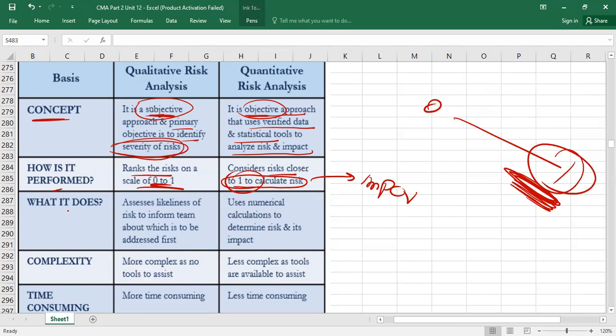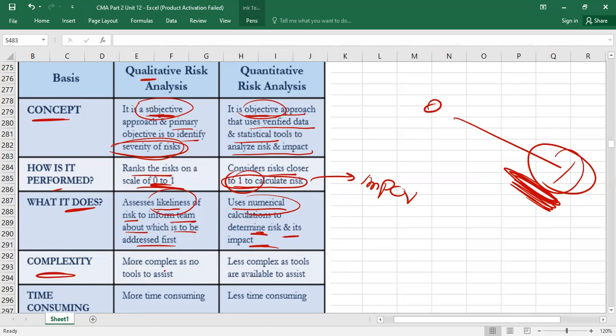Those risks we will identify and then calculate the risk. Under the qualitative approach, we assess the likelihood of risk to inform the team which is to be addressed first. Like here we are just telling which risk you have to manage first, which risk has high chances. But under quantitative, as I told you, digits are involved. So we use numerical calculations to determine risk and its impact. Here our focus is on likelihood, here our focus is on numerical value.